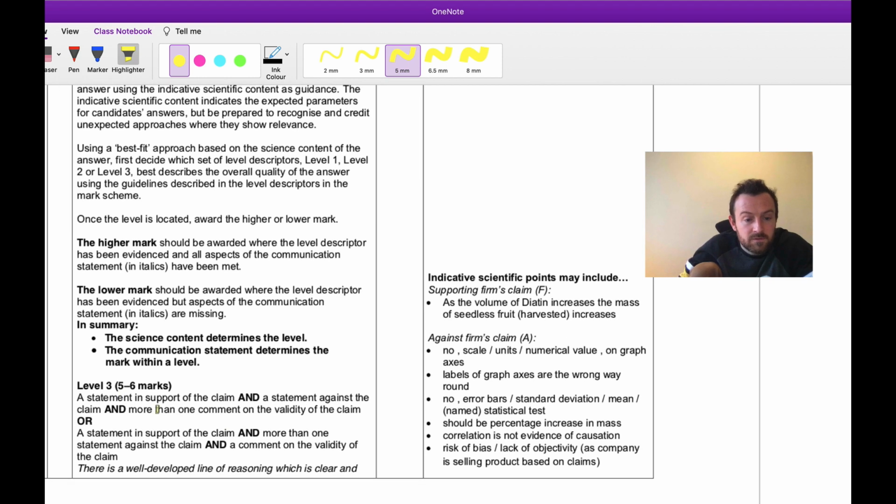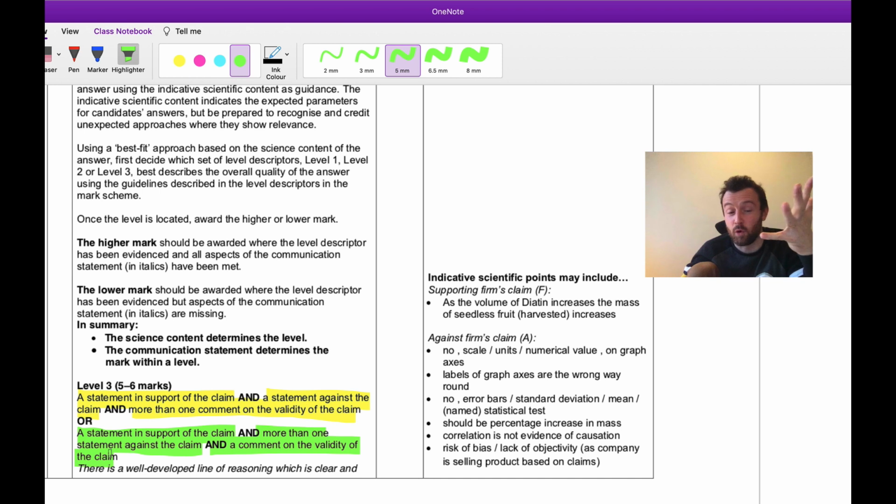So for level 5 and 6, you can do a statement in support of the claim and a statement against the claim and more than one comment on the validity of the claim. Or actually, this is what I did here. Sorry, this one. I did say one statement in support of the claim and more than one statement against the claim, and then I commented on the validity. So I sort of went for 2 pros, 4 negatives, and a validity statement. So I think I would have got this.